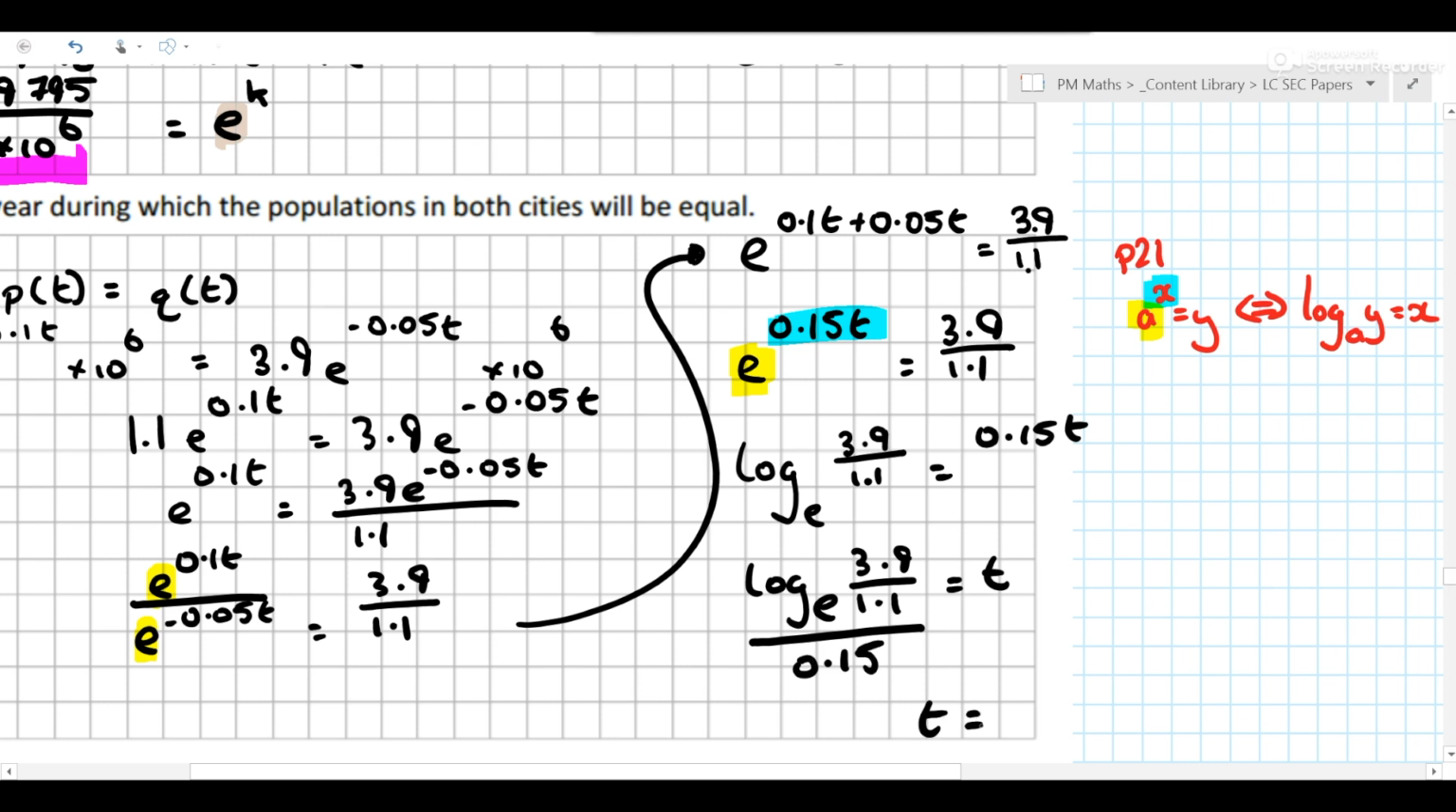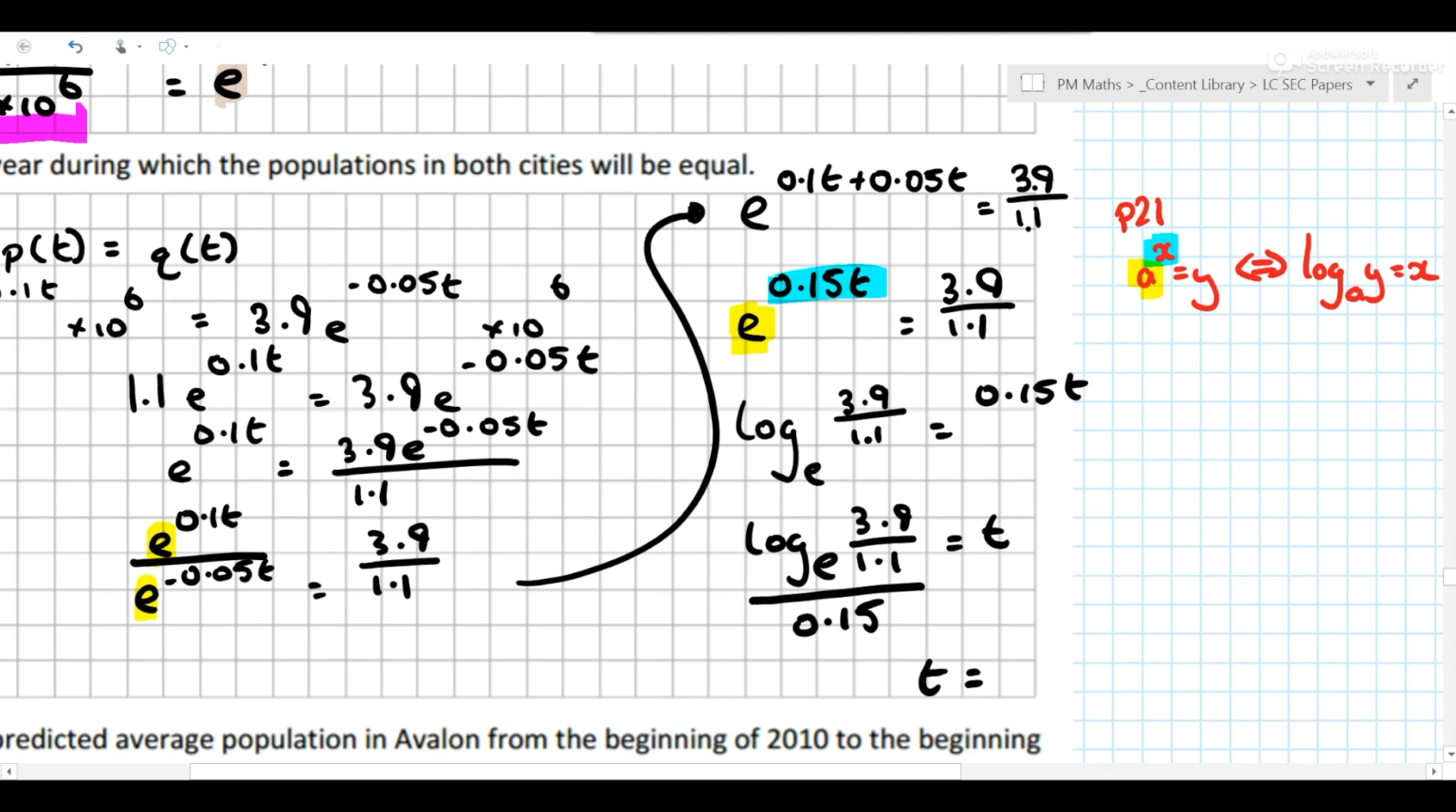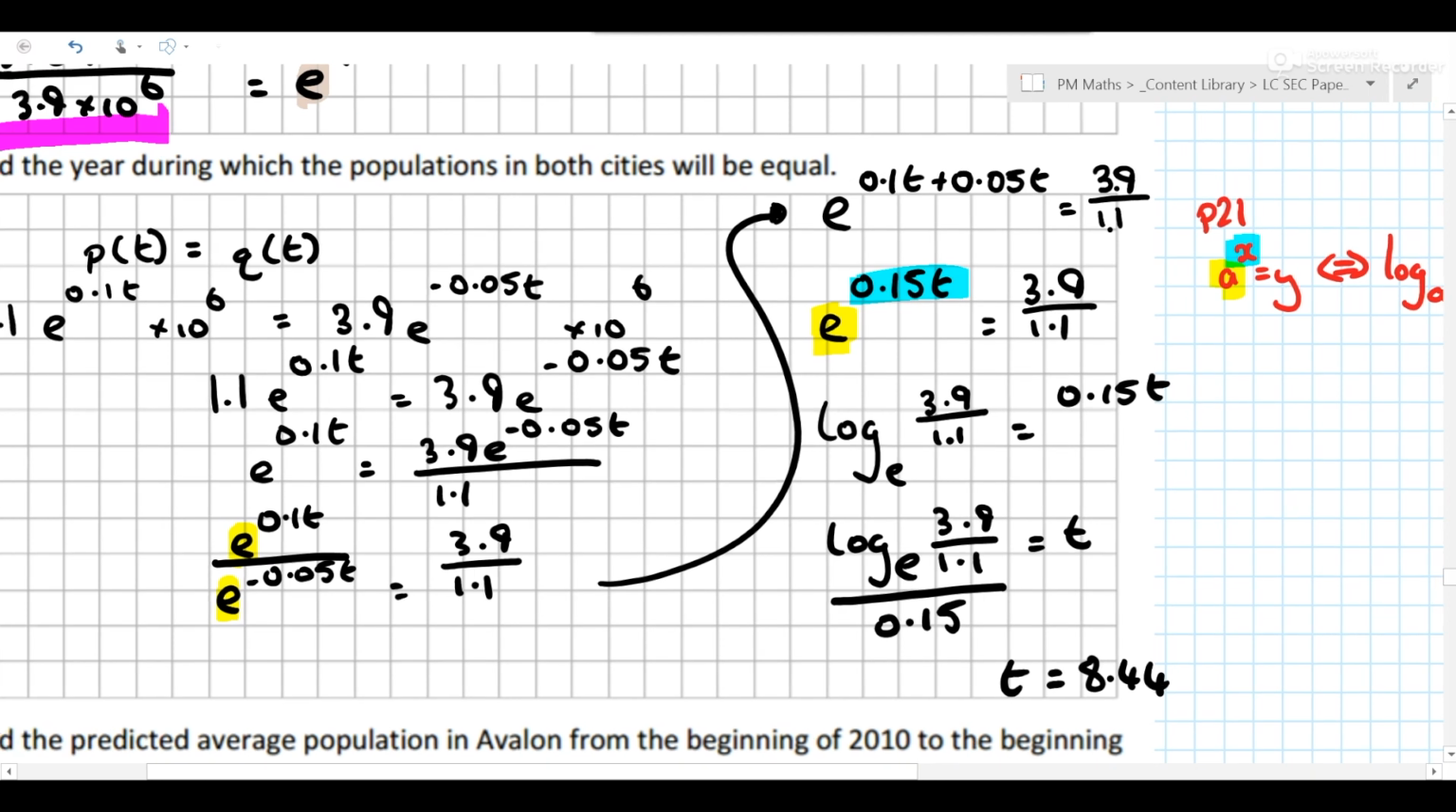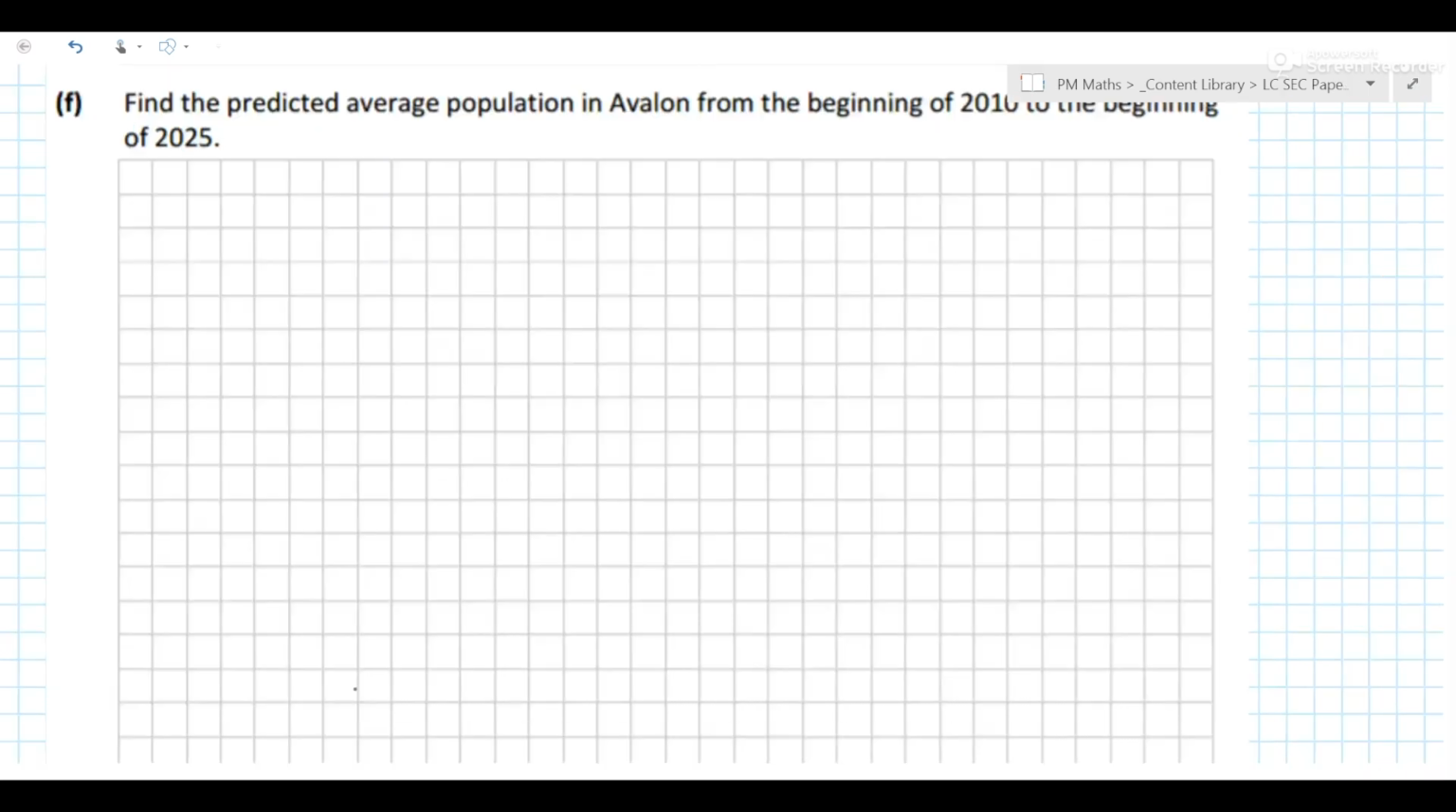So t then is equal to 8.44. But what year is that? That was the year 2018. During the year 2018, their populations would be the same. So we want to find the average population, average being a big hint here.